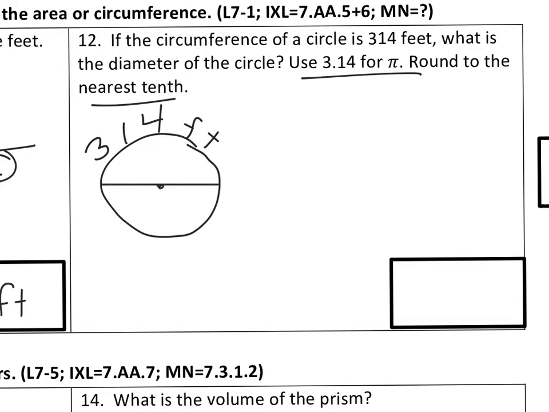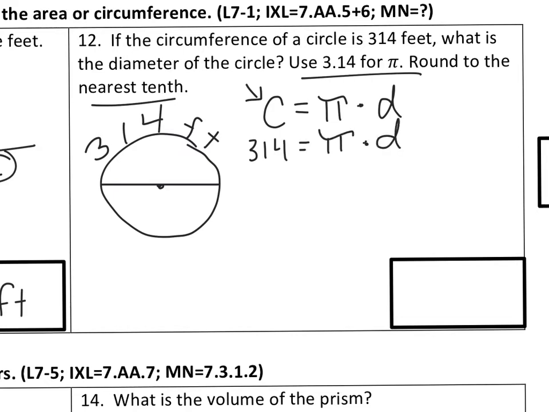So let me draw a little diameter from one side to the other through the center. And we're going to use the formula circumference is equal to pi times diameter. Again, they're giving us what you might call the answer, but they're just giving us the circumference and asking us to find the diameter over here. So notice what I've done: I plugged in the 314. Let me plug in the pi as well: 3.14 times this number is equal to 314.